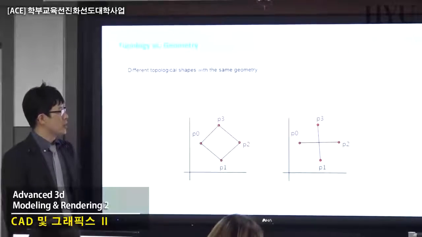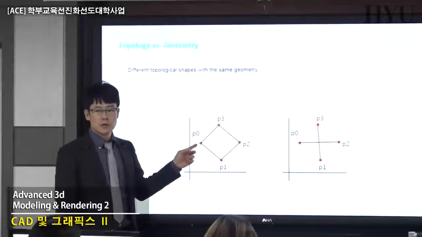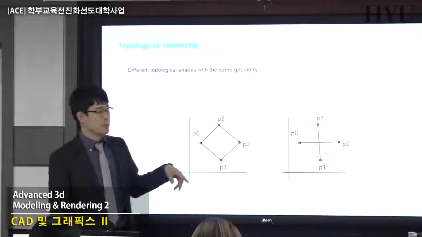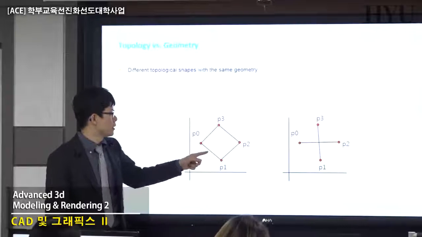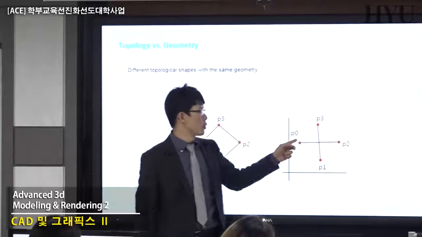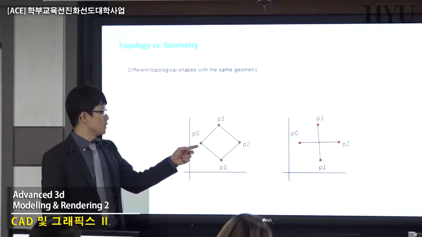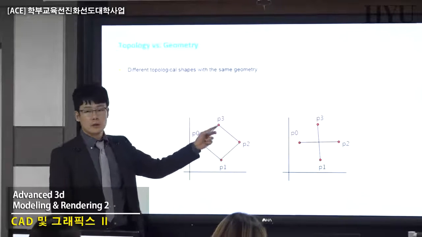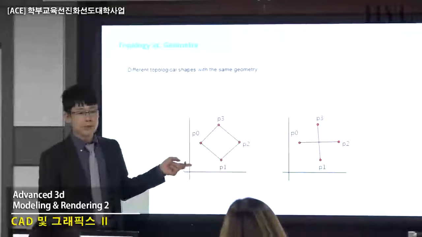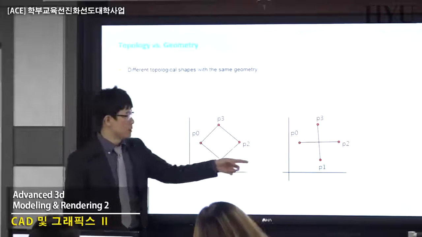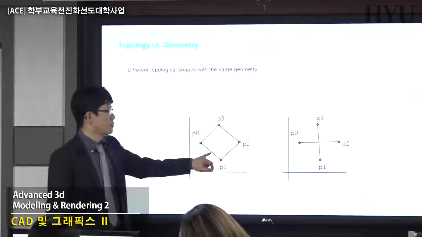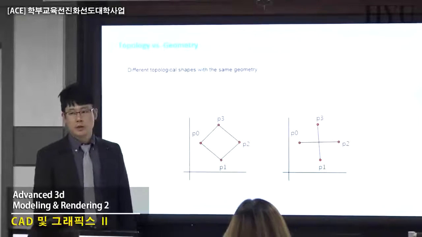How about this one? Same geometry. In other words, actually not the same geometry, but let's assume exactly the same locations of the points. But because of different topological definitions, they look different. This one looks like a cross, and this one is a rectangle shape.